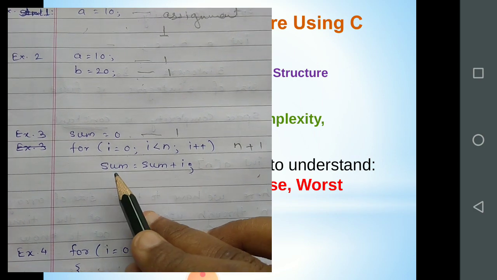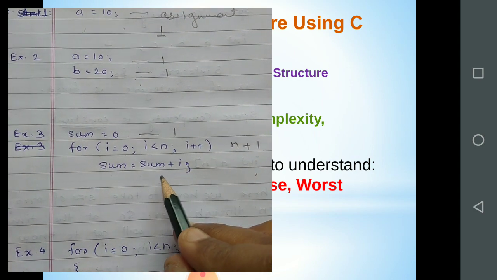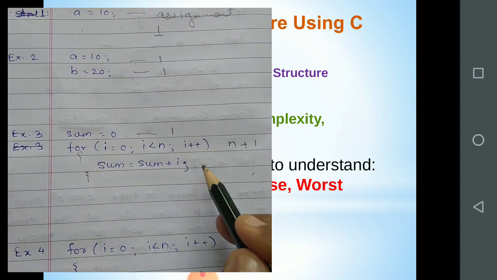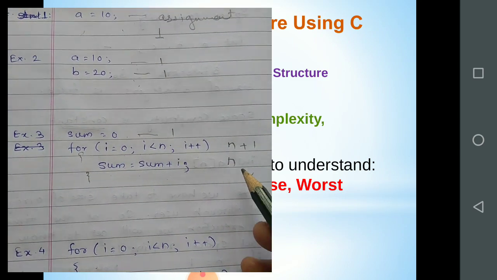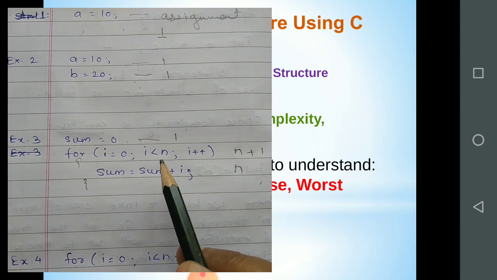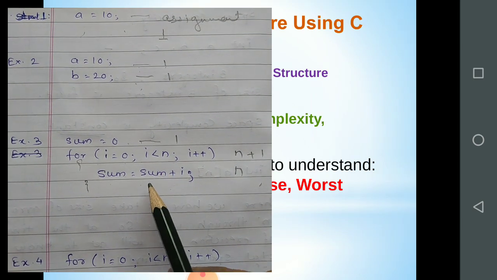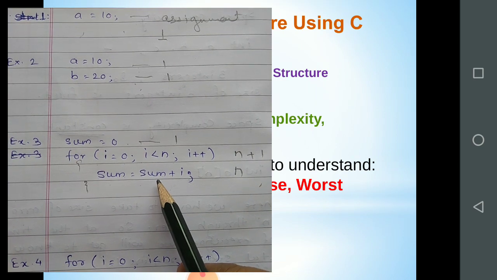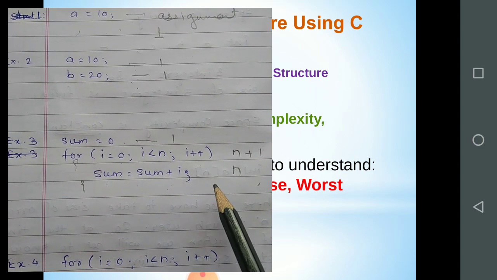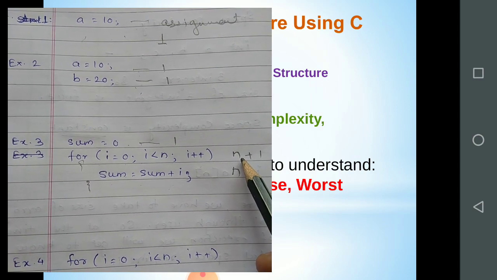And the next statement, sum equal to sum plus i, which is inside this looping statement, executes n number of times. Why does it execute n number of times? If we say i is equal to 0 to i is less than 5, then this statement will execute 5 times. If you know the basic concept of the looping statement, you know why it is n and why it is n plus 1.